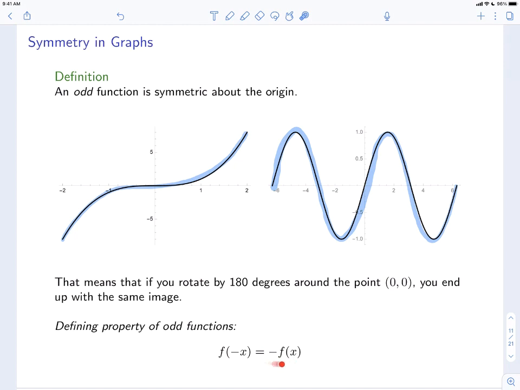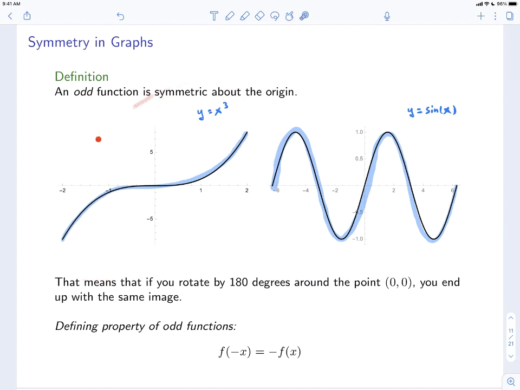This means you're reflecting through the x-axis. So this one tells you you're reflecting through the y-axis, this minus sign. This minus sign tells you you're reflecting through the x-axis. So in other words, instead of going up, you're going down. So what this tells us is, let's look at this left curve. Now this left curve is actually y equals x cubed. The curve on the right is y equals sine of x. These are both examples of odd curves.